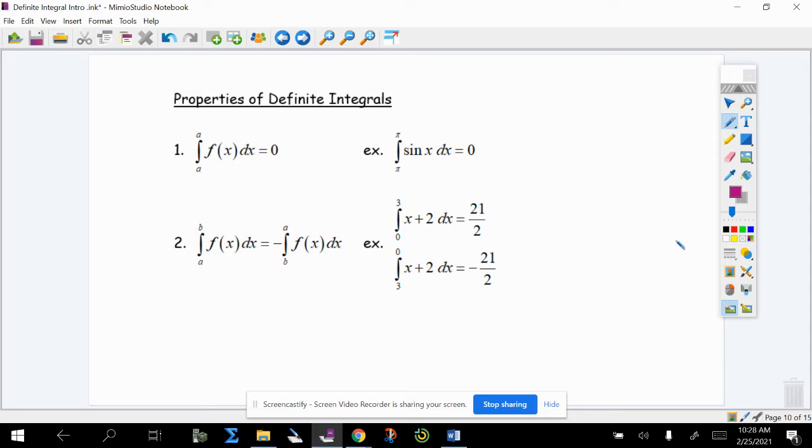So our first property of definite integrals doesn't have a name. It is the idea that if my definite integral starts and ends with the exact same number, no matter what the function is, you're always going to get 0. And the reason why this is true is if you start your area and end your area at the same value, you don't create any area.